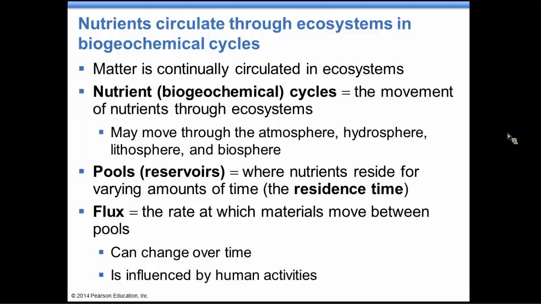Nutrients and other materials move from one pool or reservoir to another, remaining for varying amounts of time, and this is called the residence time in each reservoir. The rate at which materials move between reservoirs is termed a flux, and the flux between any given reservoirs can change over time.